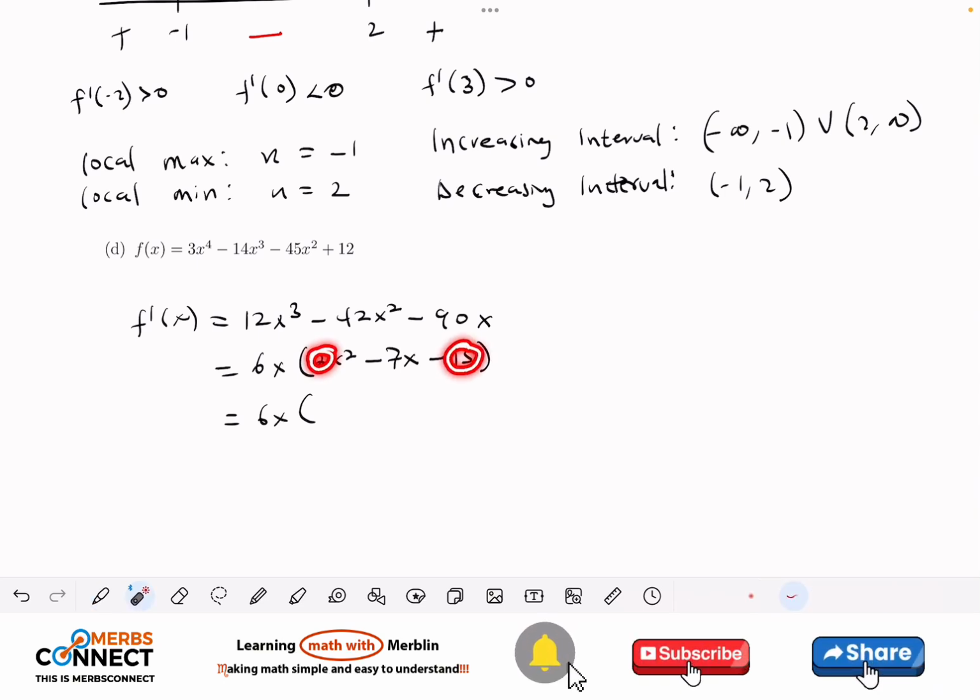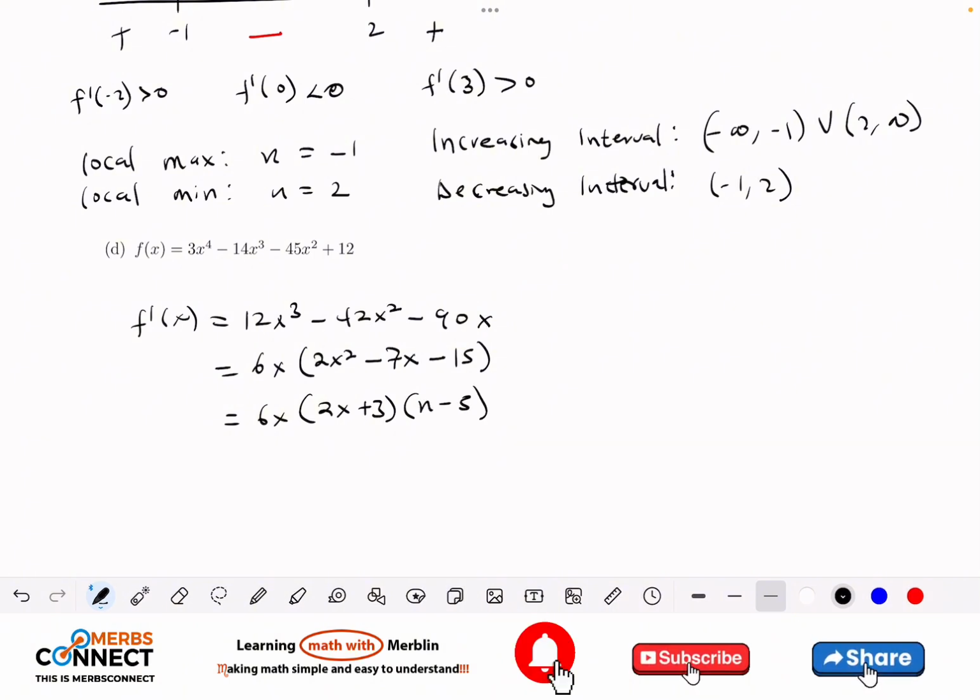So 2 times 15 will be 30. So factors of 30, that's when I multiply, I'll get minus 30. But when I add, I'm going to get minus 7. So when I do that, I'm going to have 2x plus 3 and then x minus 5. So 2x times this will give us this. This and this will be minus 10, but this will be 3x, which is going to give us minus 7. And then 3 times minus 5 will give us this.